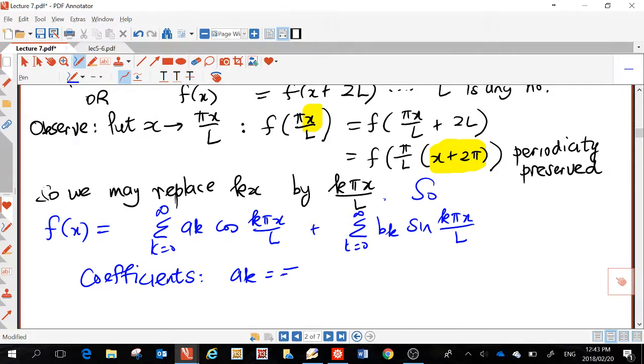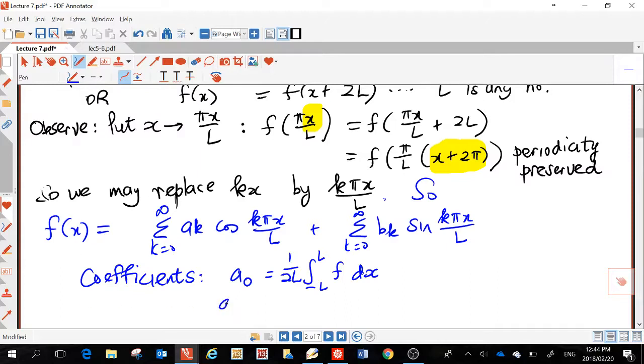Well, a naught. Let's take a naught first. a naught is 1 over 2L, integral from minus L to plus L, f dx. The interval length here is 2L, by the way. We could even go from 0 to 2L, if the question said that.